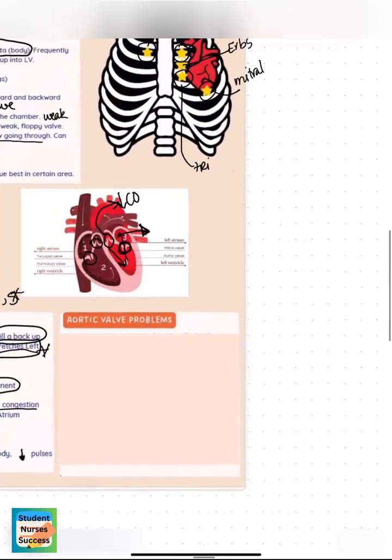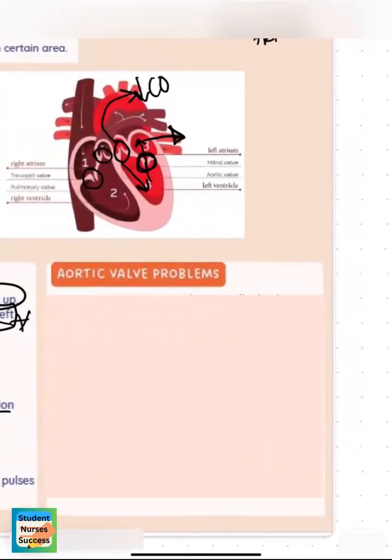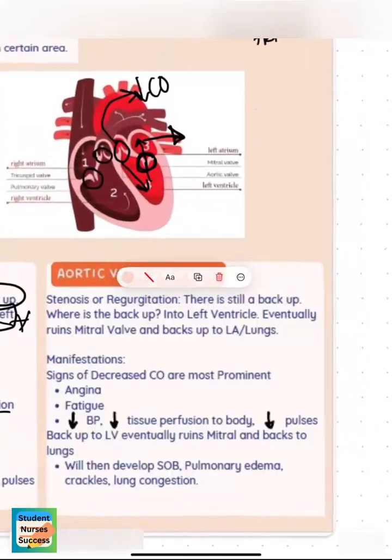Now let's talk about aortic valve problems. With aortic valve problems, with stenosis or regurgitation, we have the same issue going on. There is still a backup. If it's too narrow, then blood can't get through it and it's going to back up into that left ventricle. And if it's floppy, blood's going forward and backward through it and still backing up into that left ventricle.